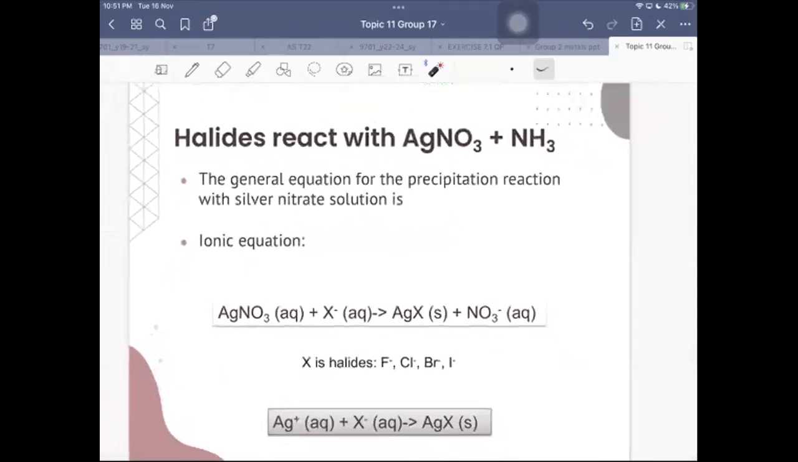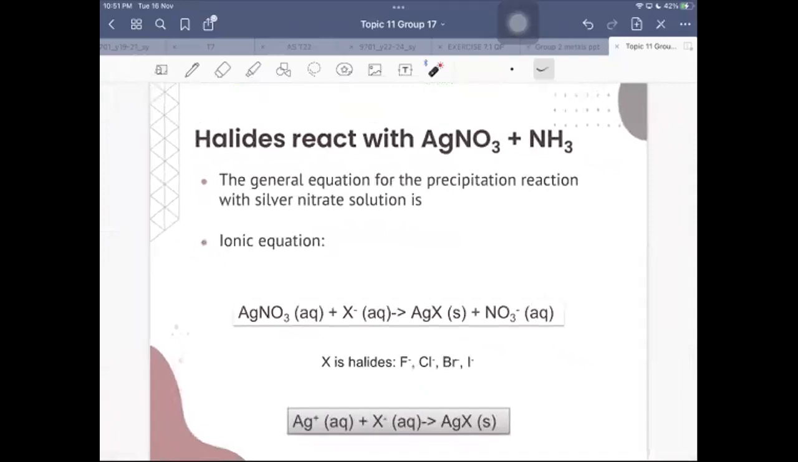So this is the equation of the reaction of halides with silver nitrate. Silver nitrate, and this works with silver chloride as well, reacting with your halides, in this case written as X minus. Because it is a precipitate, we call it a solid: your silver halide, AgX, whether it's AgCl, AgBr, or AgI, plus nitrate ion. Your nitrate ion is just a spectator ion floating in that reaction mixture.